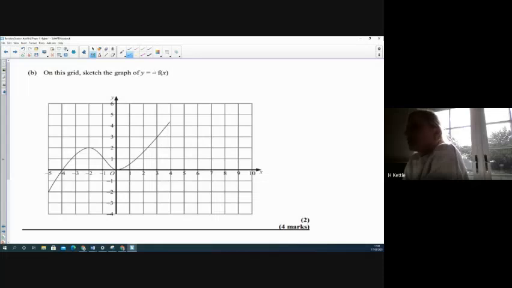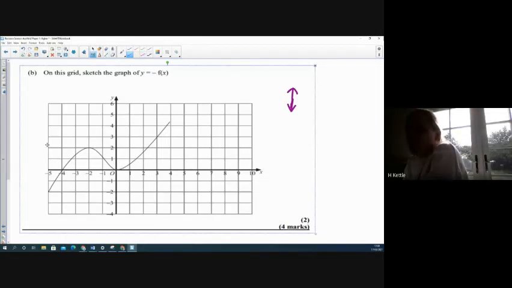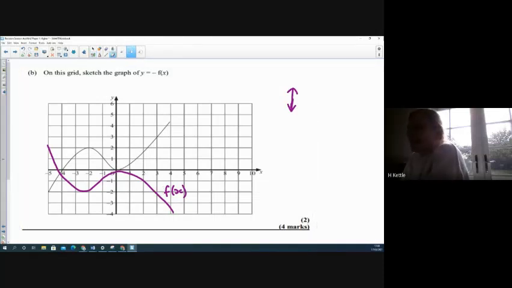This is going to be a reflection. If I do minus f of x, we said before that any change outside is changing the output, and therefore it's affecting it in the y direction, so the up and down direction. So it's going to change it in this direction. Now we know that minus f of x is a reflection, so this is going to go like this. And again, you have to forgive me for drawing it quite terribly. Like that. That would be minus f of x. That minus is not attached. Oh dear. Minus f of x.